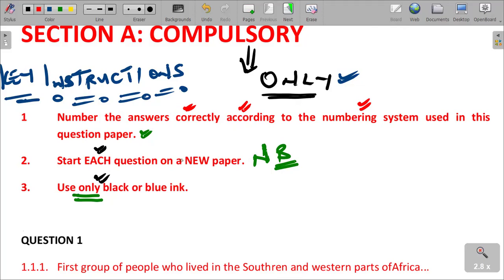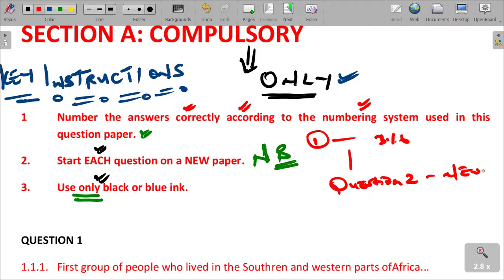And then start each question on a new page. When we are talking about a question, we are looking at question number 1 in its full set up to where it is ending. If it ends at 1.1.6, then the next question is question 2. Question 2, you start on a new page, and then you answer to the end. Question 3 is again, you answer on a new page. That is what we are talking about when we are talking about a new page.